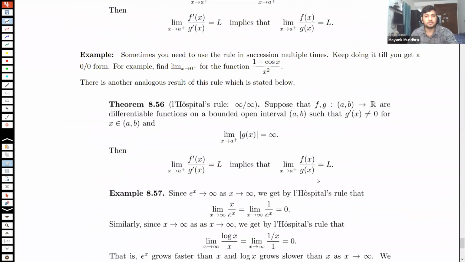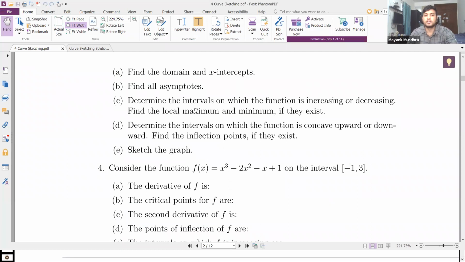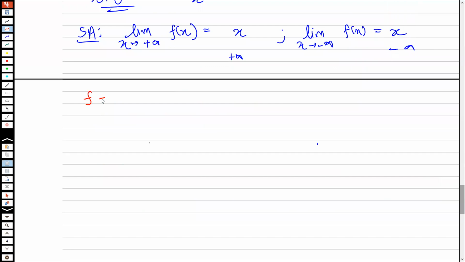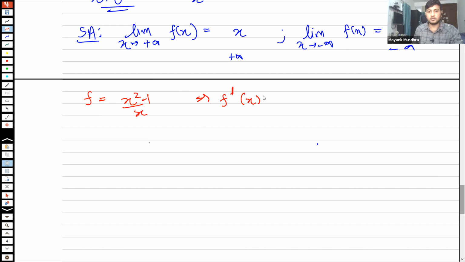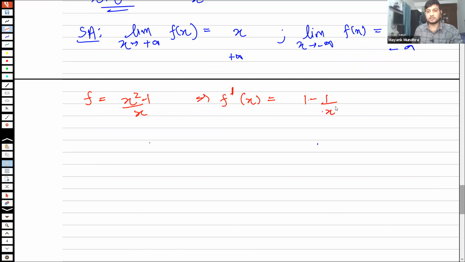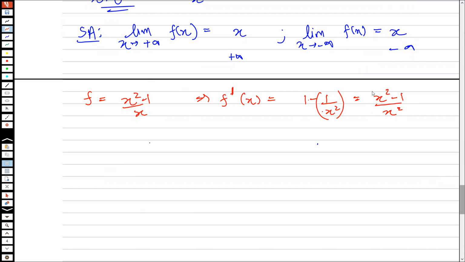Okay, let's do the next bit. Determine the intervals on which the function is increasing or decreasing. So now it gets interesting. So f prime. Vinay, what is the f prime of this function, x square minus 1 by x? 1 minus x power minus 2. Wait, can you repeat? 1 minus 1 by x square. So you're saying x square minus 1 upon x square. Is that it? Yes, sir. Sir, it's 1 plus 1 by x square. Yes, so 1 plus.